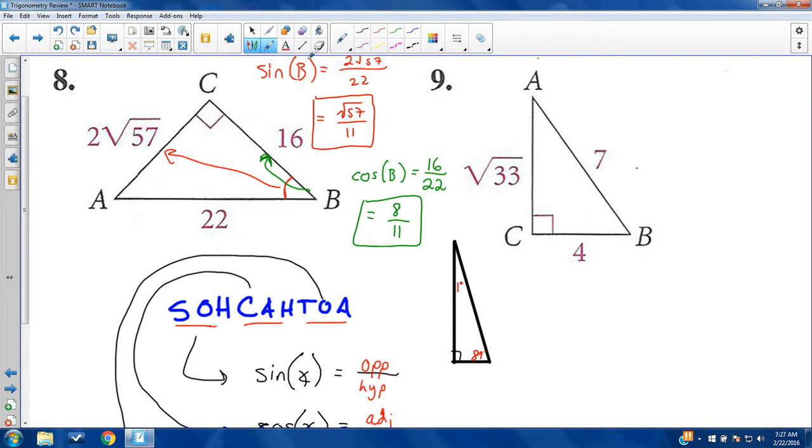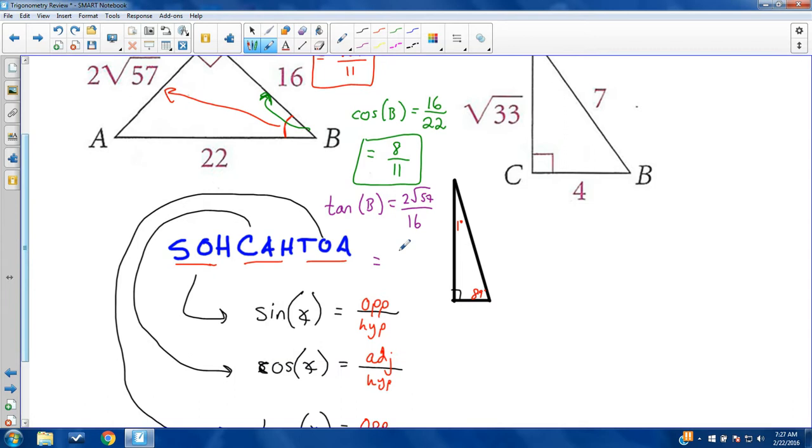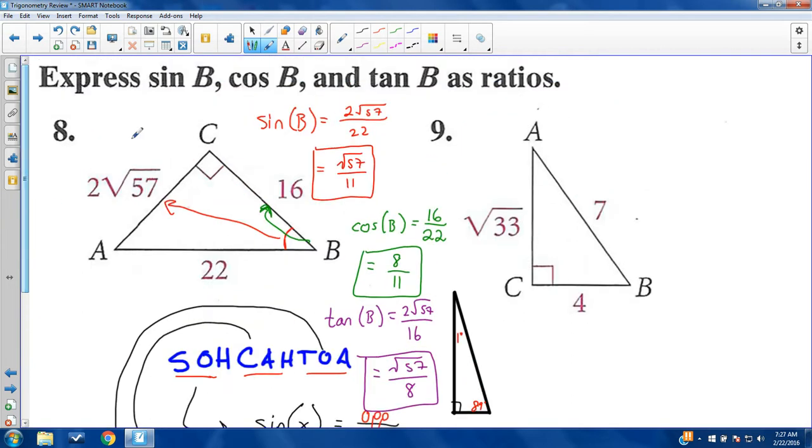Tangent of b. I'm going to use purple here. Tangent is opposite over adjacent. Opposite b over adjacent of b. So 2 root 57 over 16, which reduces to 1 over 8, and 1 times root 57, once again, is root 57, so it's root 57 over 8. And there are your 3, sine, cosine, and tangent, written only as ratios. You can type these in the calculator and determine what the decimal is, but that is not what's being asked.